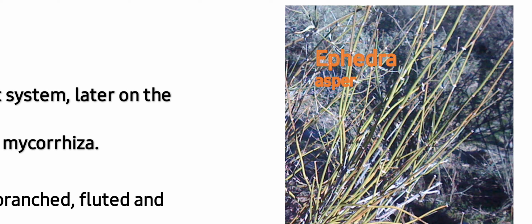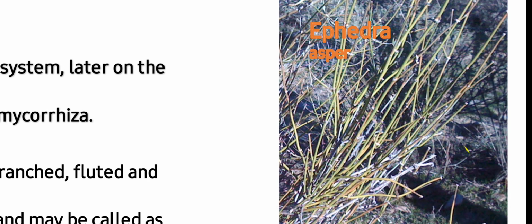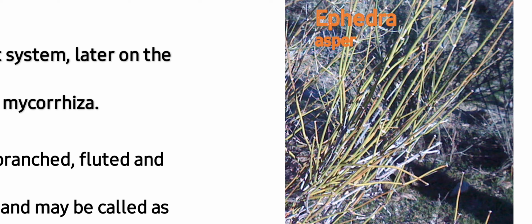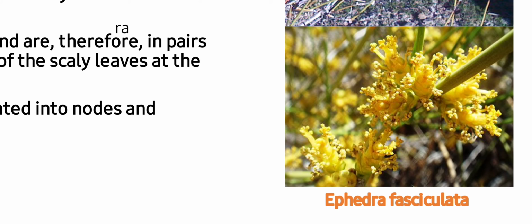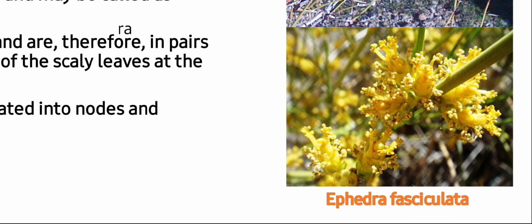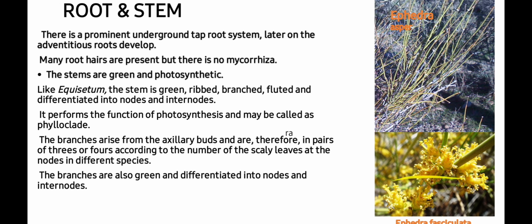Students, you can see here an image of Ephedra asper. The stem is with nodes and internodes. This image is of Ephedra fasciculata, which bears a yellow cone.